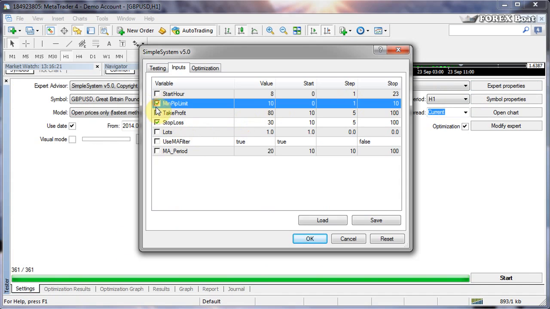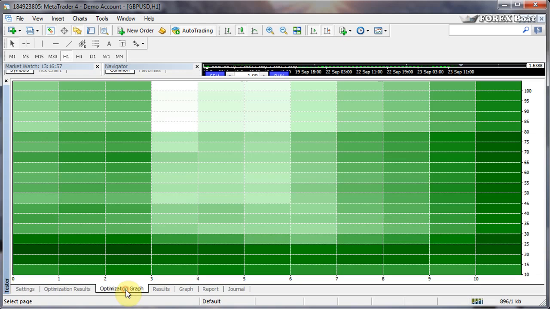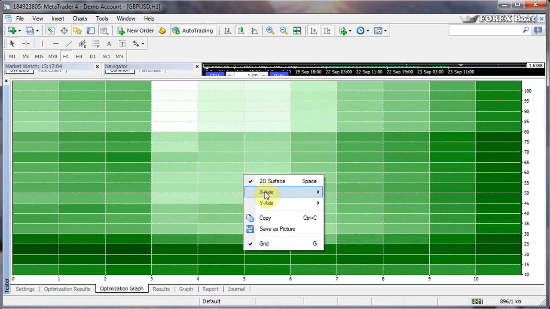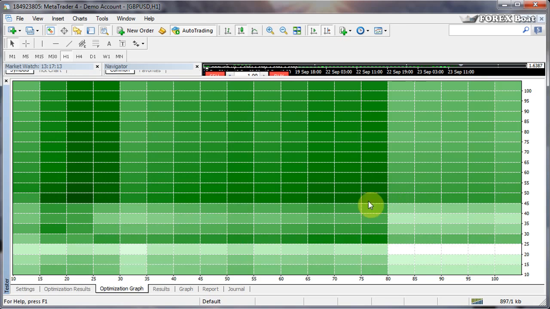So let's add the min pip limit into this mix, and let's optimize it between 0 and 10 with a step of 1. We'll click OK and we'll click Start. This did take a little bit longer because we have more backtests that had to be run. But now if you go to the optimization chart, you'll see a different axis at the bottom, because the x-axis is now the min pip limit and the y-axis is the take profit. So let's return the y-axis to stop loss, which we're used to, and the x-axis to take profit.